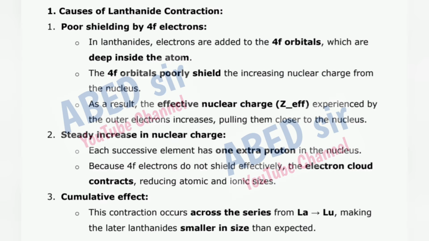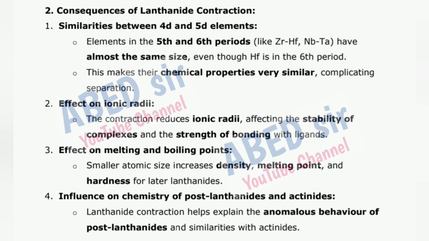2. Steady increase in nuclear charge. Each successive element has one extra proton in the nucleus. Because 4f electrons do not shield effectively, the electron cloud contracts, reducing atomic and ionic sizes. 3. Cumulative effect. This contraction occurs across the series from La to Lu, making the later lanthanides smaller in size than expected.